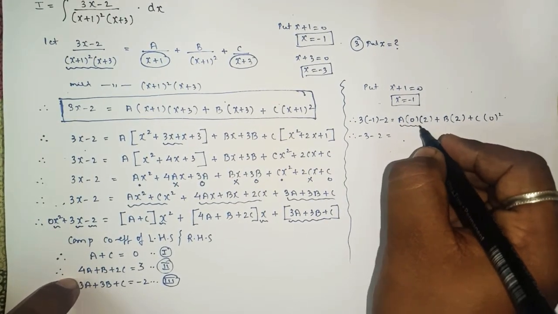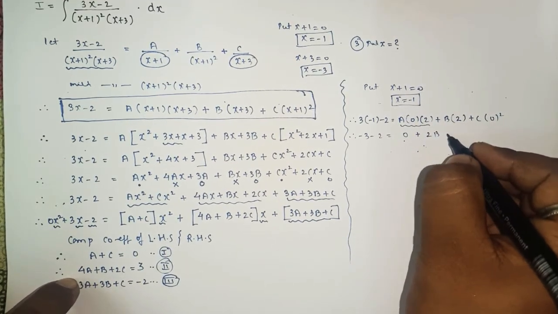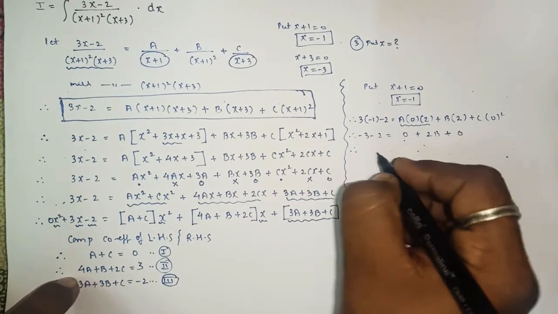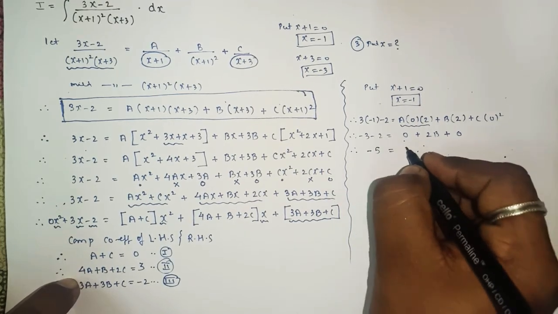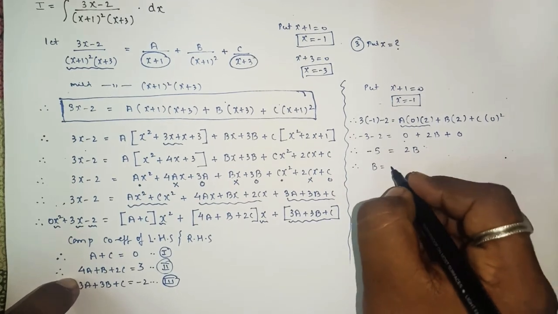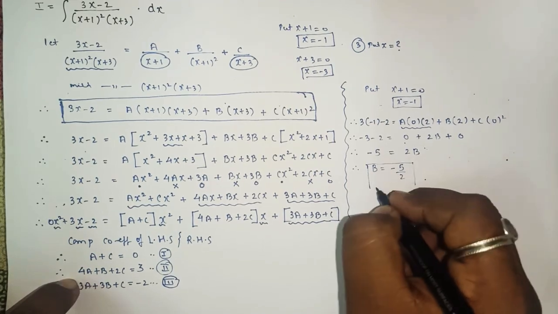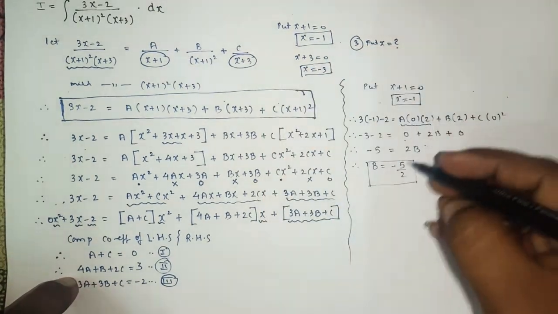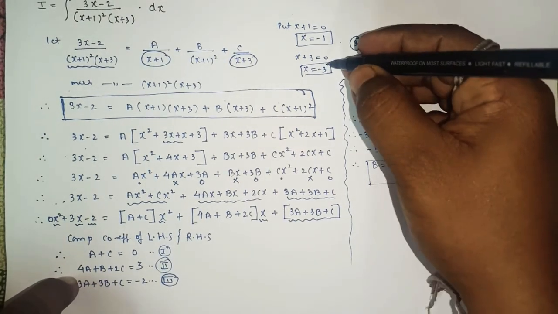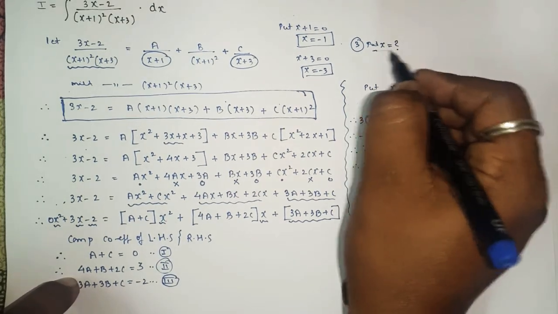As we know that 0 into any number is 0, this section will be 0. 2 into b will be 2b. Here also 0 square is 0, and 0 into any number will be 0. So here this will be minus 5 equals to 2b. Therefore the answer of b will be minus 5 upon 2, yes or no? As I told, with the value of one linear factor you will get the answer of one alphabet. By taking the second value you will get the answer of the second alphabet. To find the answer of the third alphabet we require one more linear factor.